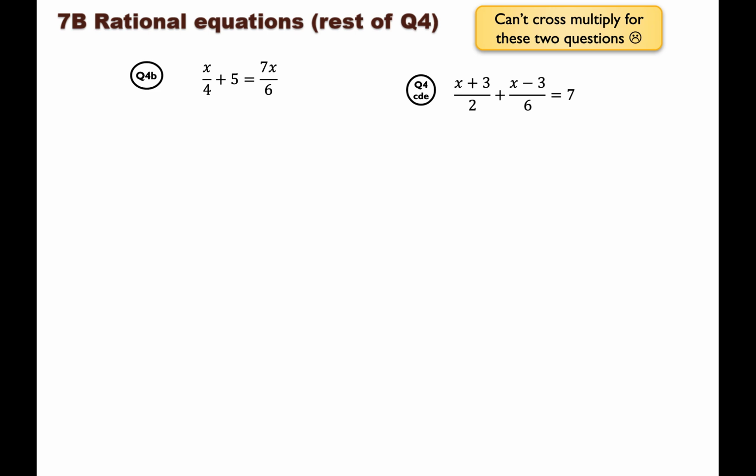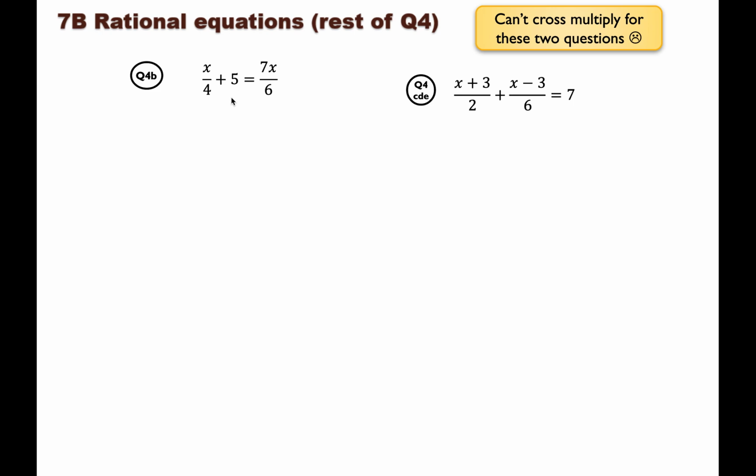Hello, I have good news and I have bad news. The good news is we're going to solve some more rational equations. But the bad news is that we can't cross multiply. We'd like to cross multiply, but although this side is a fraction, which is great, this side is a fraction plus a number. So we won't be able to cross multiply. We're going to have to use the lowest common denominator.